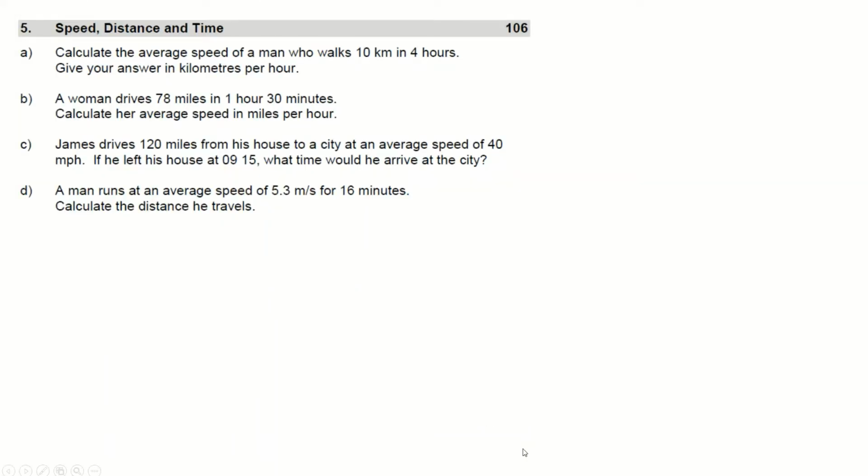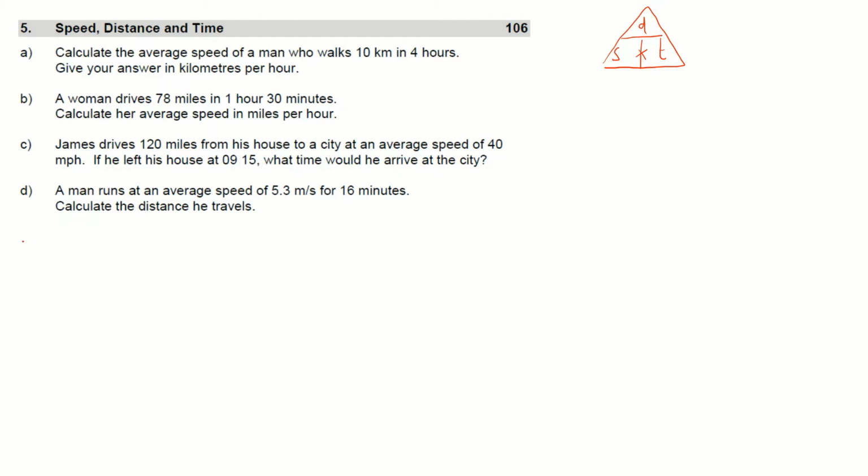So question 5 then, speed, distance, and time. Pause the video, have a go, come back when you're ready. Right then, so important thing here with speed, distance, and time, I tend to use the formula triangle a lot. Remember the formula triangle? Your speed is distance over time. So like this, okay? And there's a time sign there in the middle.